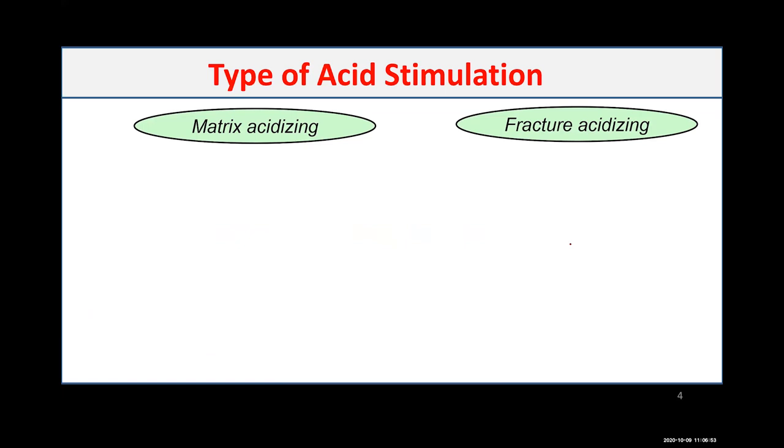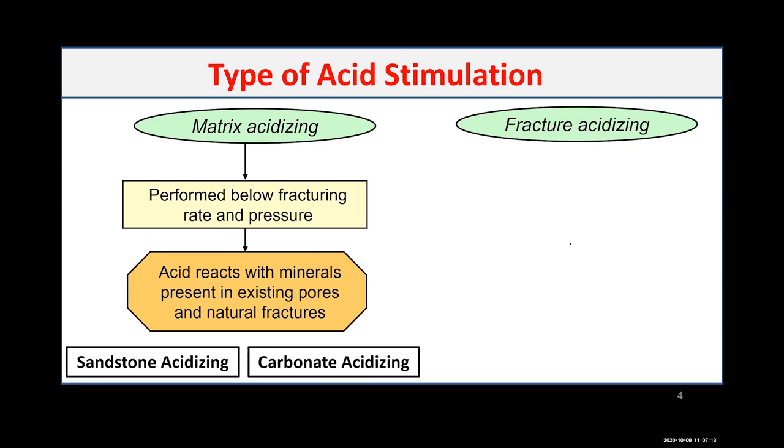Okay, what type of acidizing stimulation do we have? We define the types of acidizing stimulation into two types. The first type is called matrix acidizing, and the second one is called fracture acidizing. And the distinction is pretty simple. When we are talking about matrix acidizing, in this case, we are pumping the acid at a pressure and injection rate less than fracture pressure. So we are pumping the acid inside the matrix without any intention of breaking the formation or creating a frac. Just pressure and rate low enough to push the acid through the porous media.